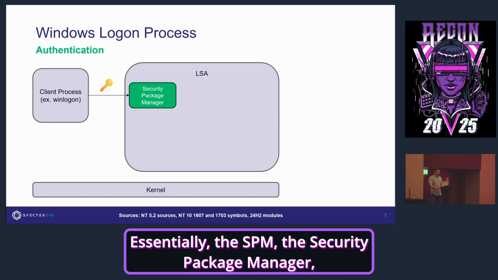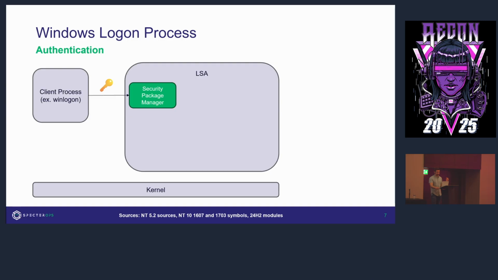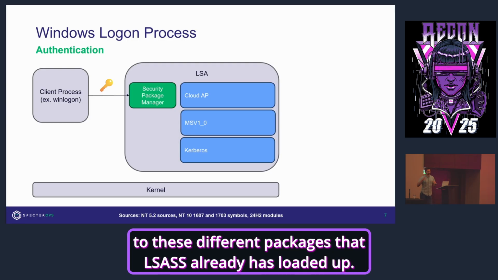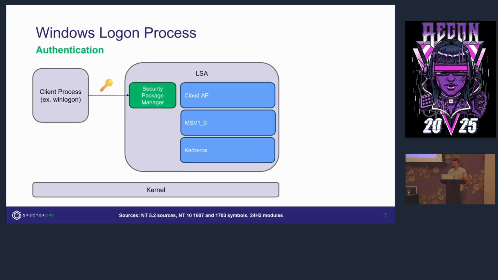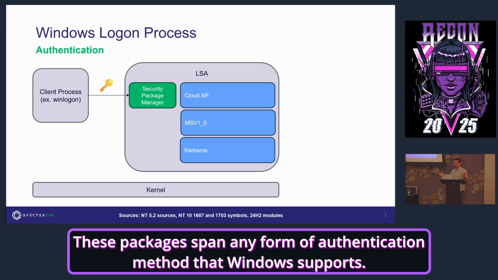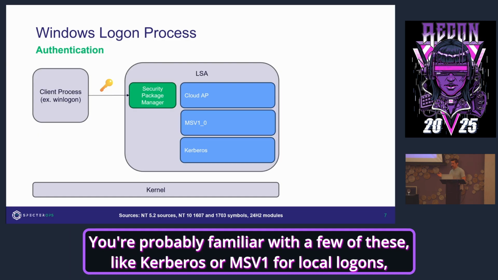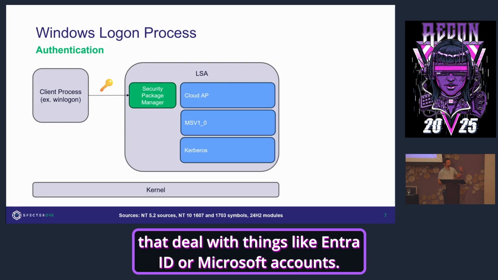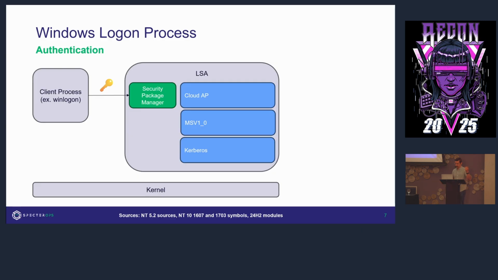Essentially, the SPM, the Security Package Manager, will take your creds and it will forward it along to these different packages that LSAS already has loaded up. These packages span any form of authentication method that Windows supports. You're probably familiar with a few of these like Kerberos or MSV1 for local logons, but you also have newer things like the cloud authentication package to deal with things like Entra ID or Microsoft accounts.